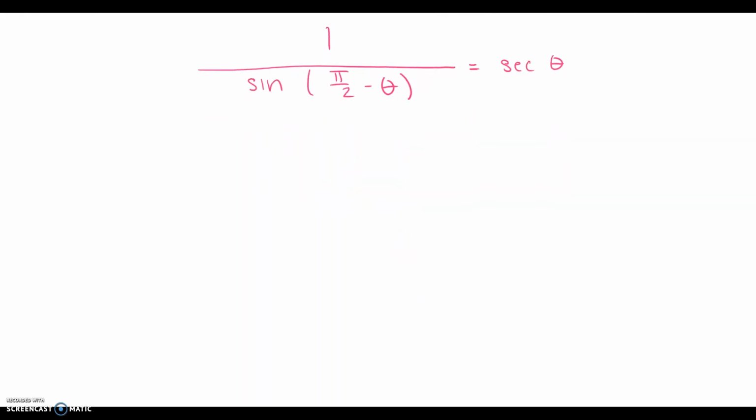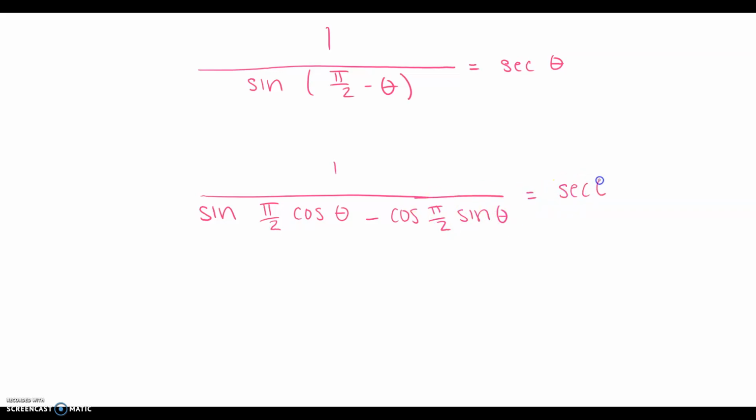I'm going to leave it like this and apply the difference identity for sine, which is sine of pi over 2 times cosine of theta minus cosine of pi over 2 times sine of theta. And that should equal secant of theta, or at least that's what we're trying to prove.